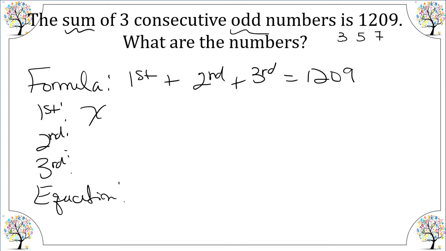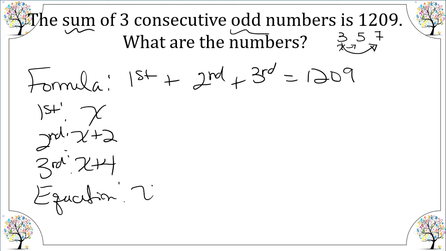So if x is 3, what are you going to add to 3 to get to 5? Well, you're going to add 2. So our second number is x plus 2. What would you add to 3 to get to the third number of 7? Well, 3 plus 4 is 7. So that's the expression for the third number when we're skipping a number. Even if it were 3 consecutive even numbers, this would still be how you would set it up.